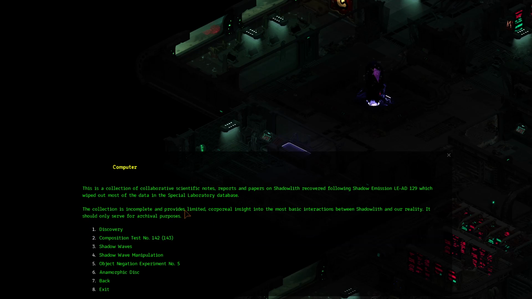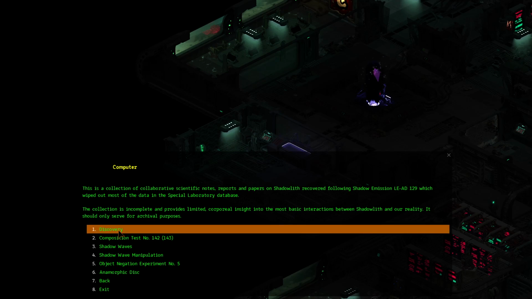This is a collection of collaborative scientific notes, reports and papers on Shadowlith recovered following Shadow Emission LEAD-124, which wiped out most of the data in the Special Laboratory database. The collection is incomplete and provides limited corporeal insight into the most basic interactions between Shadowlith and our reality. It should only serve for archival purposes. A discovery.